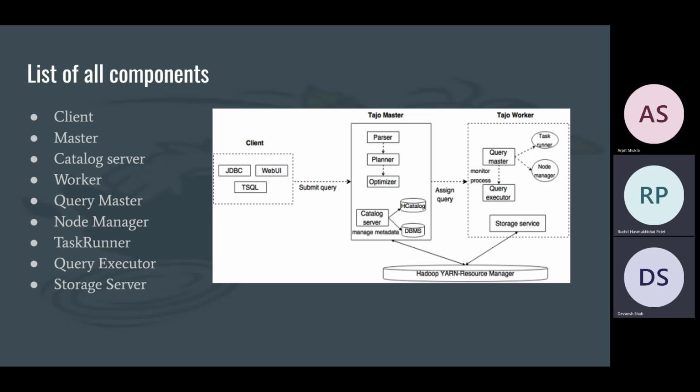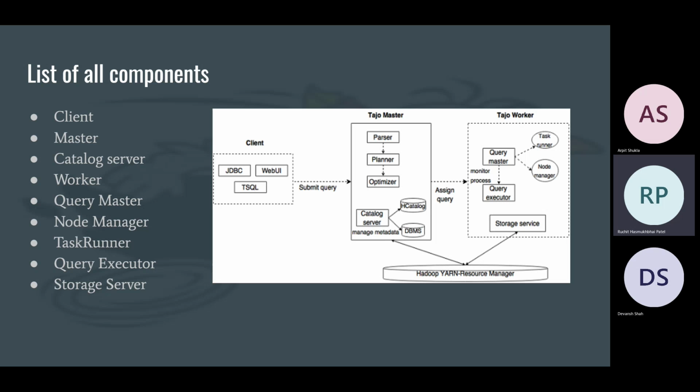And I'll also explain the list of all the components. I have already explained some of them, like client, master, worker. So here the third one listed is the catalog server, and it is located in the master cluster as we can see, and it maintains the table and index descriptions. There is one more component known as query master, which is located in the Tajo worker cluster. When Tajo master assigns the query, the query master is responsible for controlling the distributed execution plan.